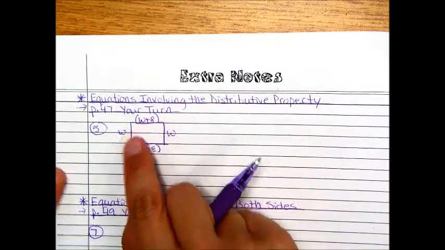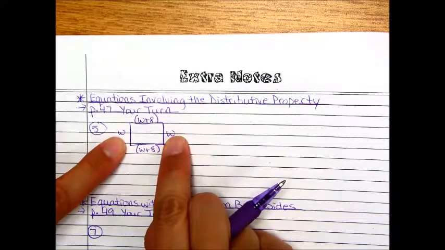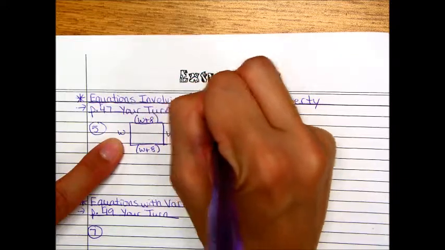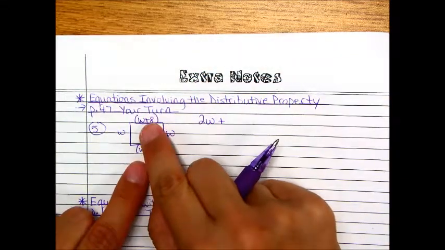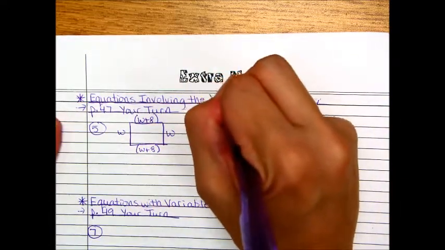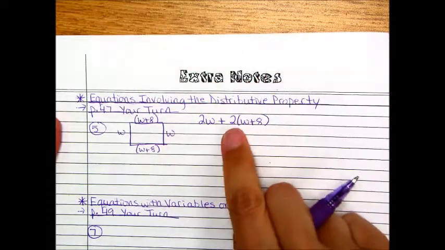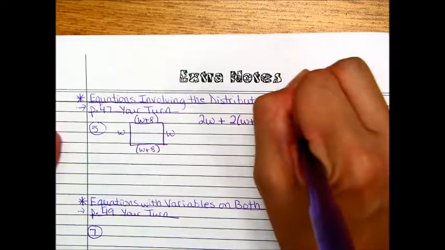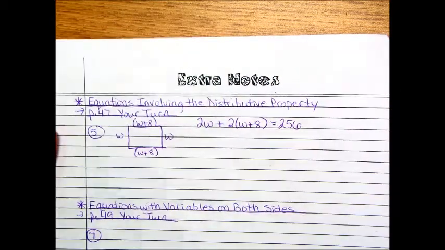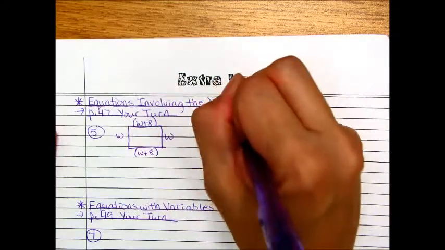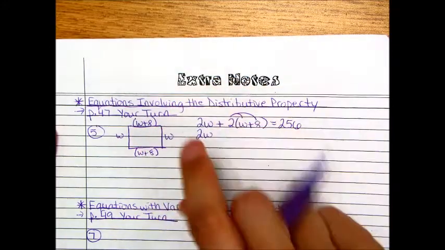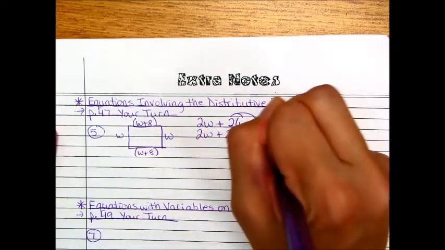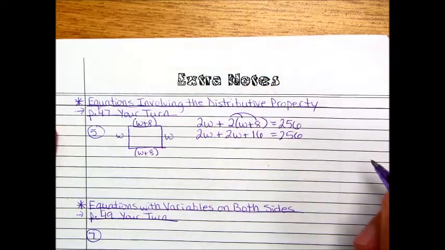When you look at this, you should notice that you have 2 sides that are W feet long. So the shortest way to write that would be 2W. Plus, you have 2 sides that are W plus 8 feet long. So you should have 2 times W plus 8. And that should equal a perimeter of 256 feet. Now from there, we're going to use distributive property to start this one out. We're going to keep our 2W in front and distribute to get 2W plus 16 equals 256.